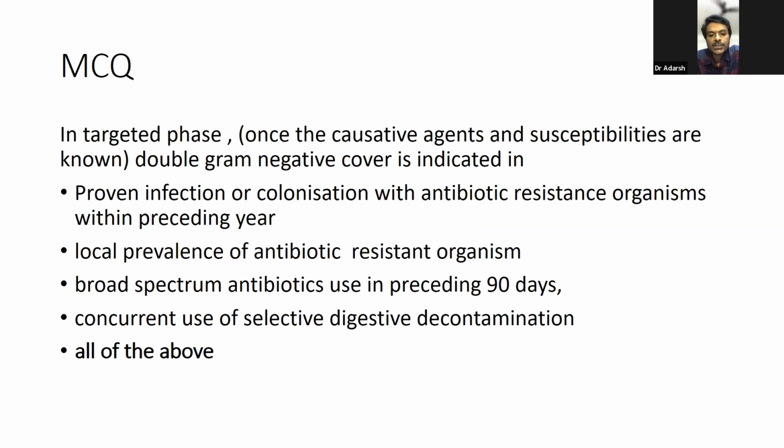So when it comes to the targeted phase, once the causative organism is identified and susceptibility is also given. So if you are giving double cover for a gram-negative organism, when is that indicated? If there is a proven infection or colonization with antibiotic resistant organisms in the last 1 year, or is it the local prevalence of antibiotic resistant organisms? Is it the broad spectrum antibiotic usage in the preceding 90 days, concurrent use of selective digestive decontamination, or all of the above?